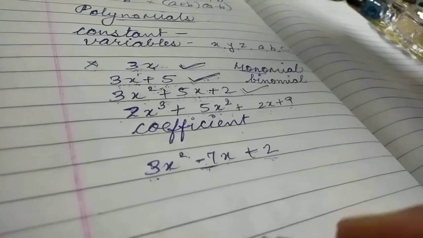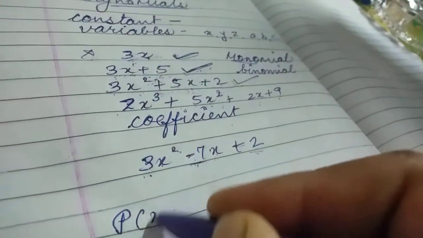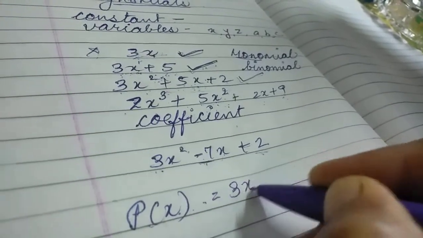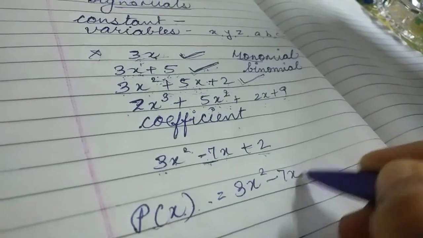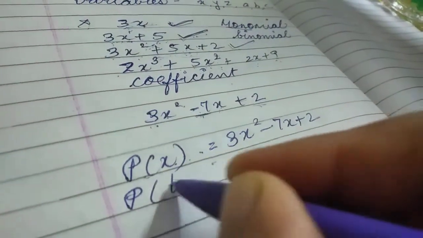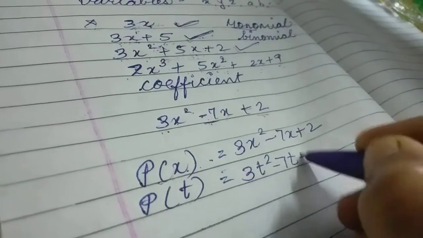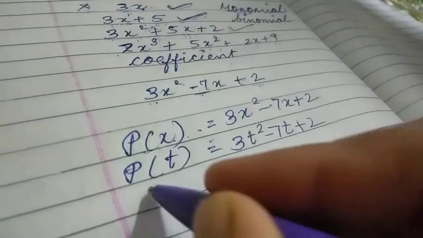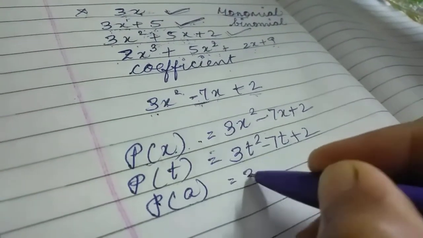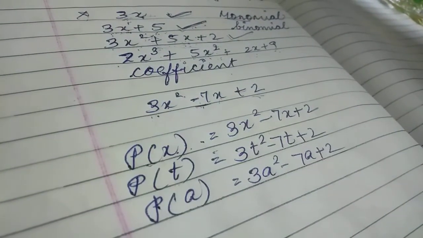Now when we write these polynomials, we write them in the form of p of x. This is called p of x is equal to 3x square minus 7x plus 2. Now if we want to write it as p of t, then what will we write? 3t square minus 7t plus 2. If we want to write it as p of a, then what will we write? 3a square minus 7a plus 2.